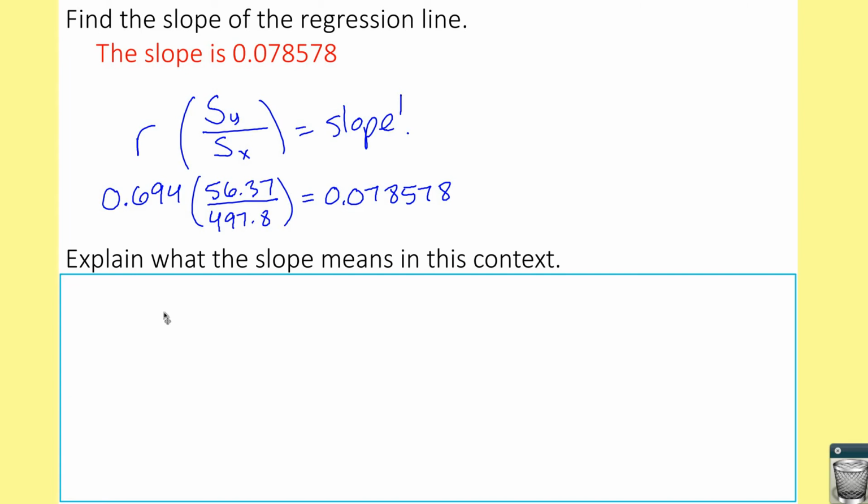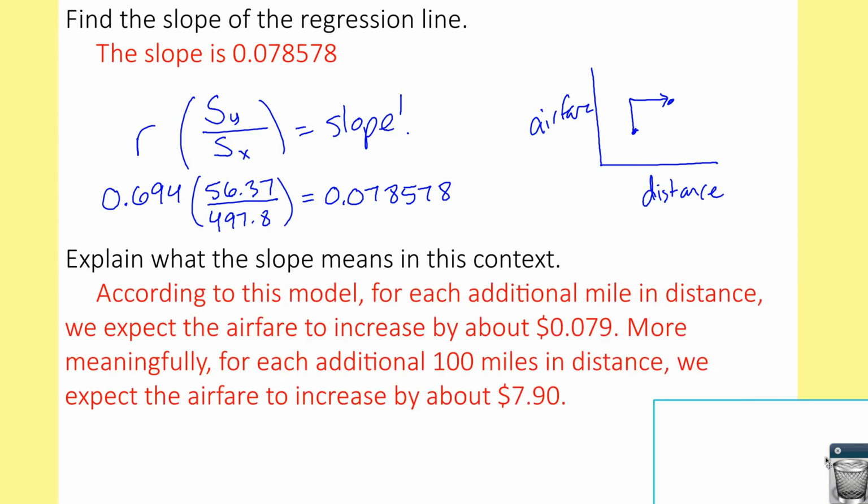Okay, then we can do what the slope means in the context. Okay, so slope is your rise over run. So think about what we have here. We have distance, and then we have airfare. So your slope, think about it, is your rise over run. So in this case, we can describe the slope this way. All right, so every mile in distance, we expect the airfare to increase by 0.079, right? But that sounds very silly, right? We don't want to talk about 8 cents for every mile we fly.